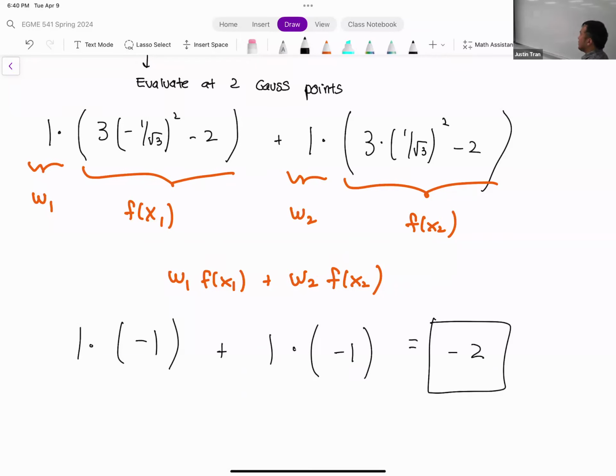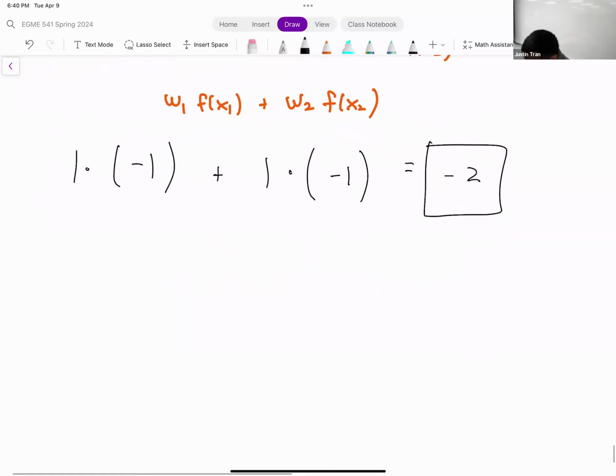Okay. And that's the integral, right? And so we did this integral without having to take the antiderivative of 3x squared minus 2. Okay. Now I know what you're saying. This seems like voodoo magic, right? There's no way this actually works. Let me prove it to you.